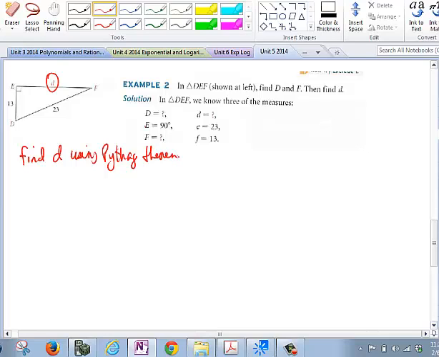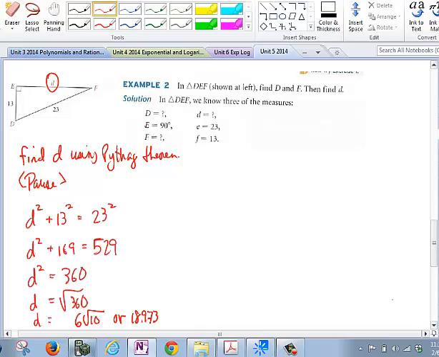So I'm going to pause the video, and when you're done solving for D yourself, play the video, and let's see if our answers match. Okay, folks, I'm back, and I used Pythagorean theorem. I found the missing side is either equal to 6 root 10 if you want the exact value, or 18.973.